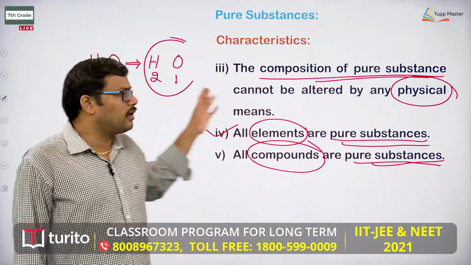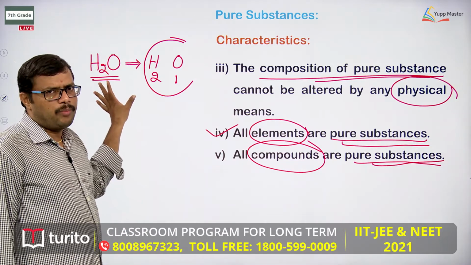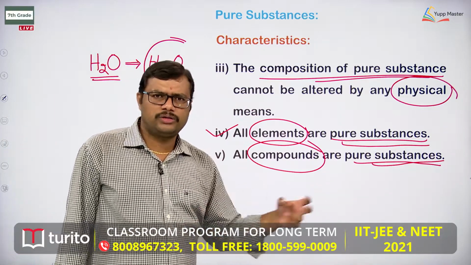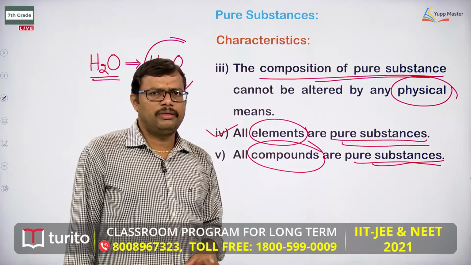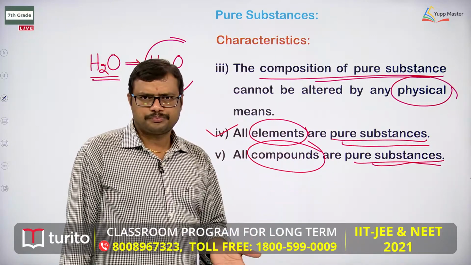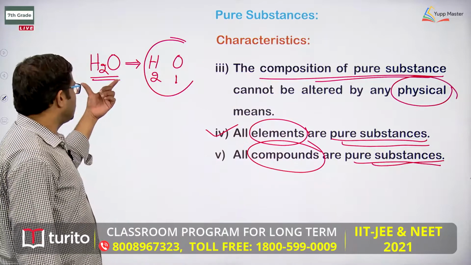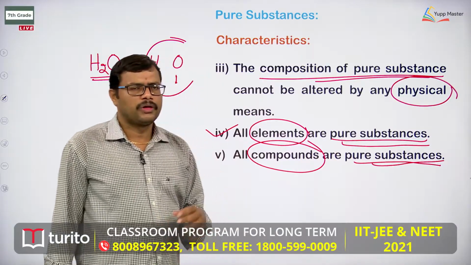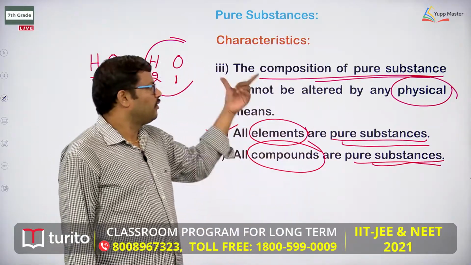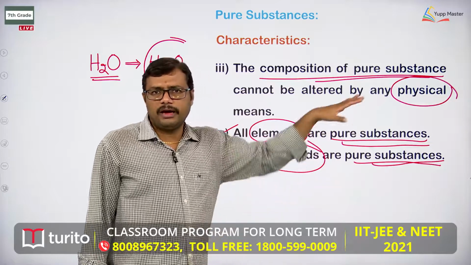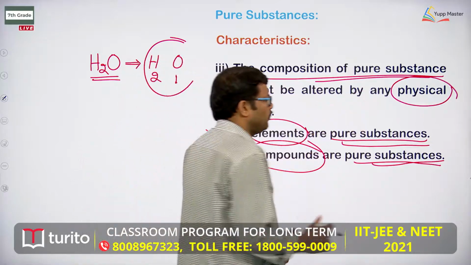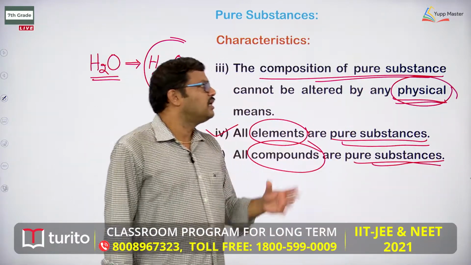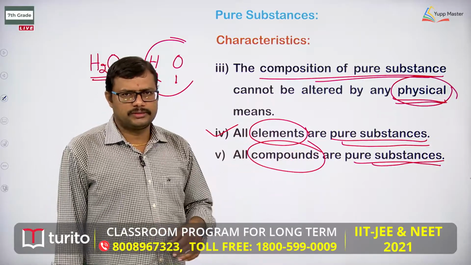For example, take water. Water is obtained as a compound from the combination of hydrogen element and oxygen element. Two atoms of hydrogen and one atom of oxygen combine to give water. So water is a compound, and moreover, water is a pure substance. All compounds are pure, all elements are pure. The composition of a pure substance cannot be changed by physical methods. Be careful, not chemical methods, it is physical methods.